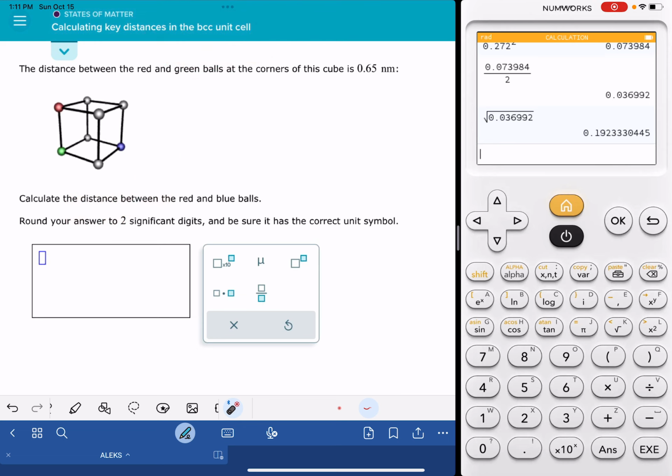The strategy that we use for solving the BCC and the FCC unit cells is totally different. So if you're trying to solve the FCC unit cell problem, please don't watch this video. The answer that you're going to get is going to be wrong. Here is the BCC unit cell.